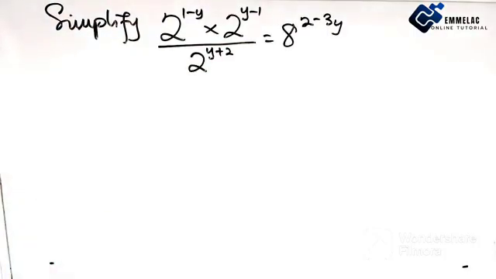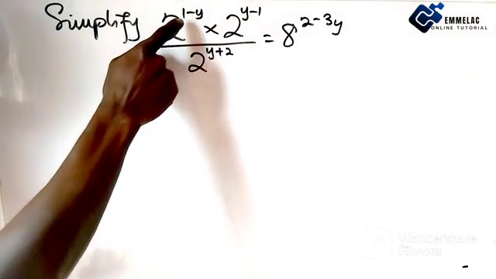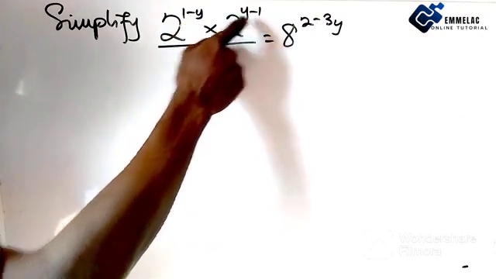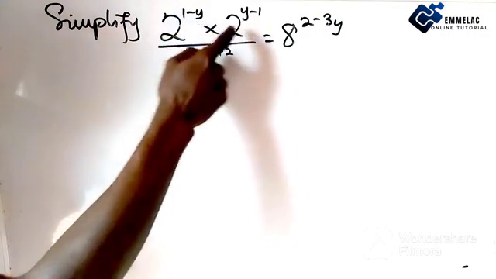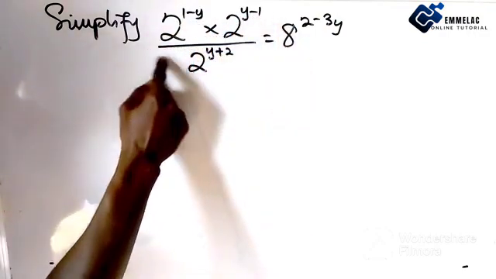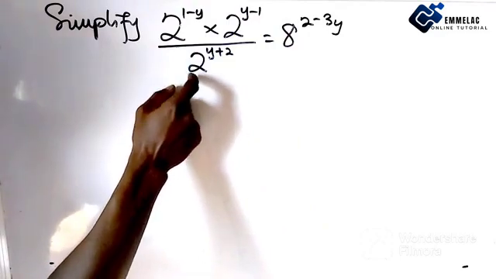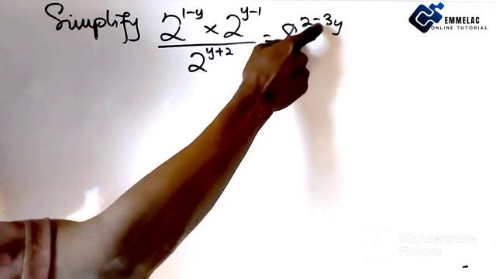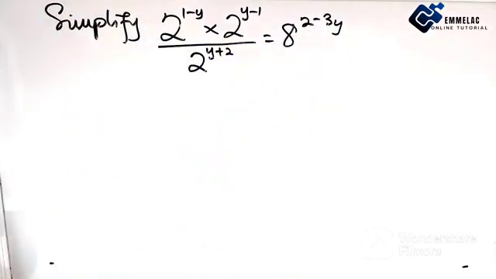Before us is this question that says: simplify x raised to the power of 1 minus y times x raised to the power of y minus 1, so this is 1 minus y, and here you have y minus x, all raised to the power, all divided by 2 raised to the power y plus 2 equals x raised to the power 2 minus 3y. Alright, how do we simplify this?